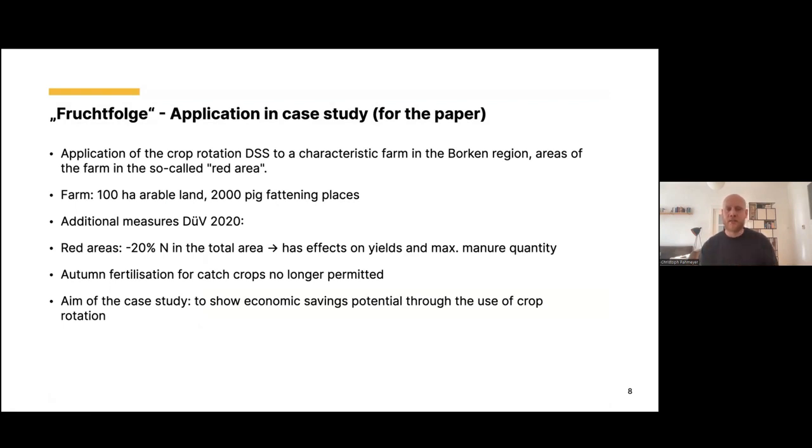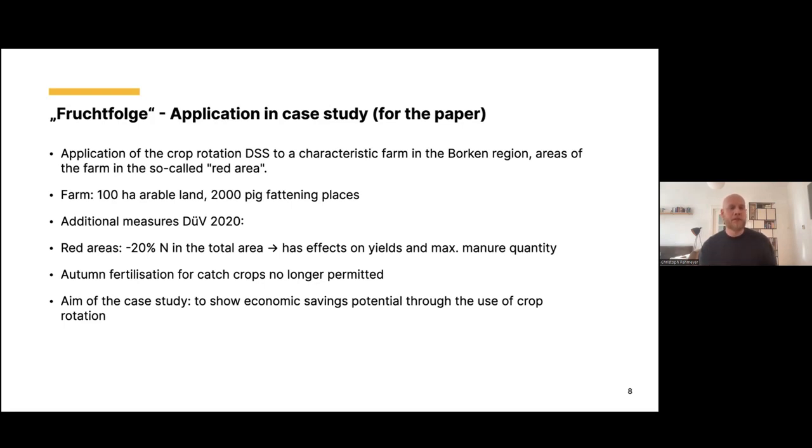And that has an effect on the yields, obviously, and also on the maximum manure quantity that can be put on those fields. Especially in the Balkan region, the reason why there's been such an over-fertilization in the past is because there's a lot of animals in the region. So our assumption was we have a farm with 100 hectares of arable land and 2,000 pig fattening places. And there was this new fertilizer ordinance that was just in place when we published the paper in 2020. Also autumn fertilization in that area was then not permitted.